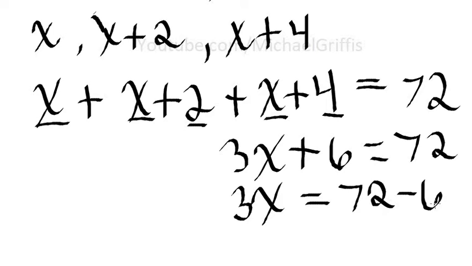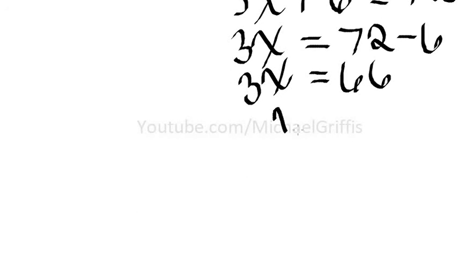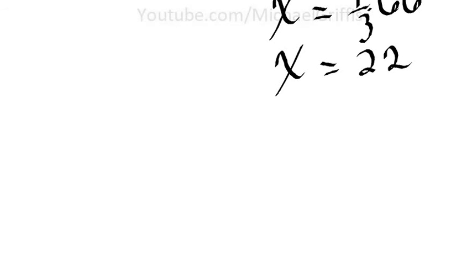Solving for x in this, we have 3x is equal to 72 minus 6, bring that 6 over, and 72 minus 6 is going to be 66. Three x, multiplying both sides by 1/3, and so 66 divided by 3 is 22. Okay, so that's going to be the smaller of the even integers.